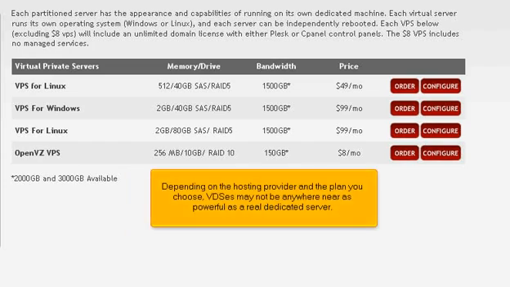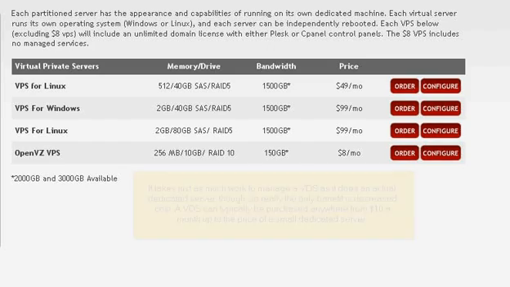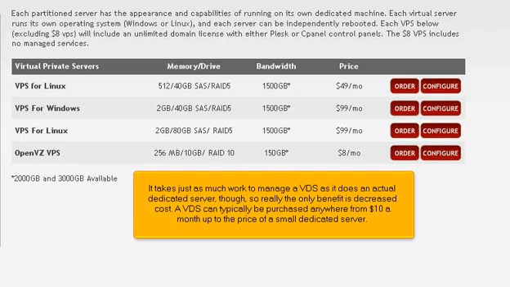Depending on the hosting provider and the plan you choose, VDSs may not be anywhere near as powerful as a real dedicated server. It takes just as much work to manage a VDS as it does an actual dedicated server, though. So really the only benefit is decreased cost. A VDS can typically be purchased anywhere from $10 a month up to the price of a small dedicated server.